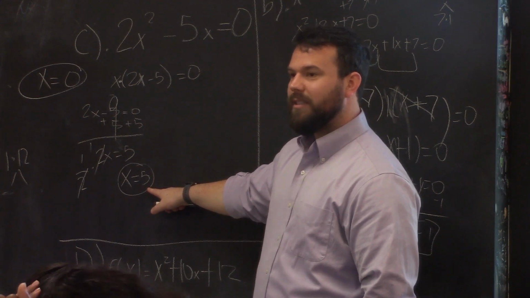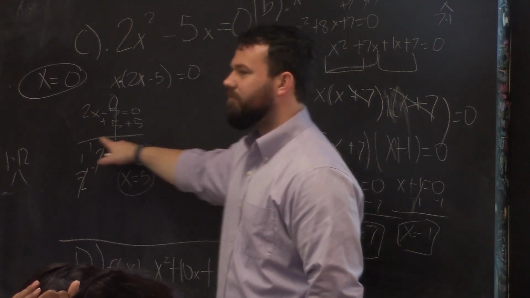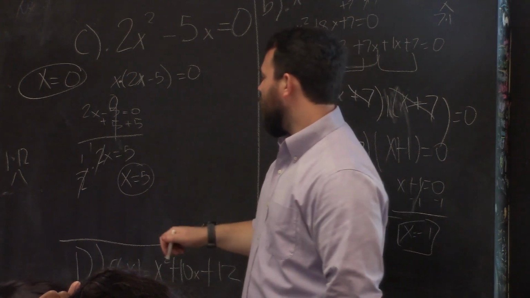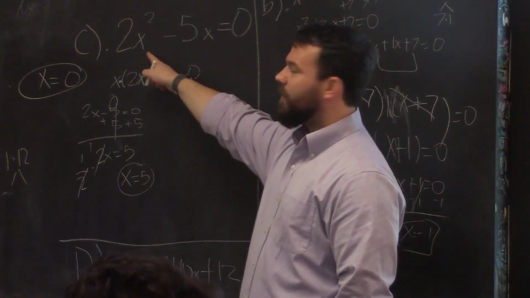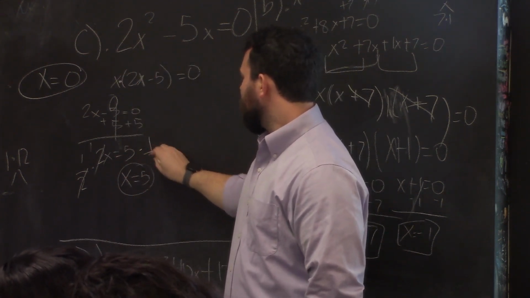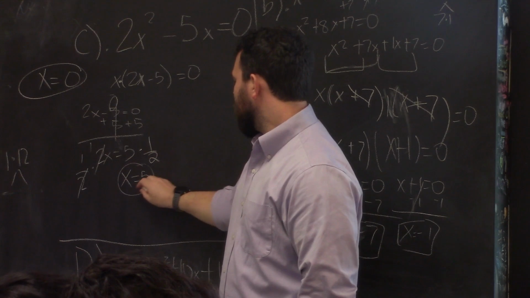What's the mistake that was made right here that we need to learn from? We didn't actually do it to both sides. Yeah, we gotta have that property of equality. Look, if you substituted 5 into this equation, it would not make that equation true. You gotta use your property of equality. So 5 halves.